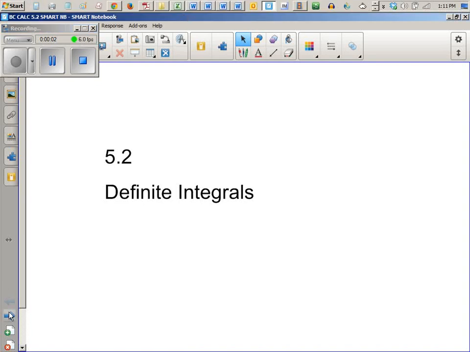All right, so today we're going to be talking about what's called a definite integral. And a definite integral is capable of calculating the exact area under a curve. So we're not talking about approximation methods. We're talking about exactness. Okay?